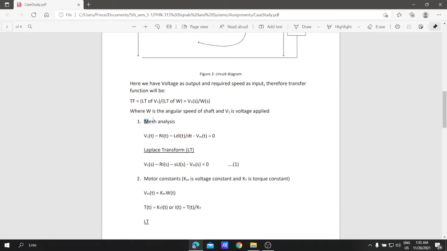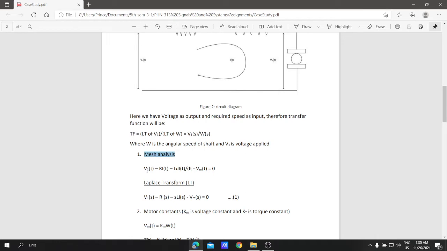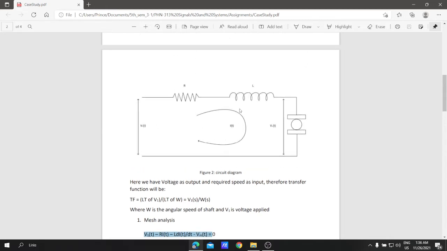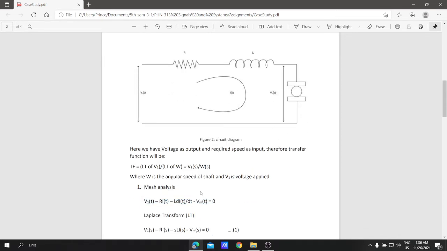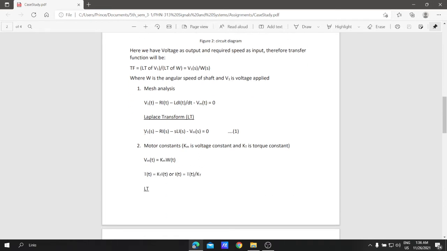Now starting with the mesh analysis, we'll get our first equation, which is V1 minus IR minus L di by dt minus Vm, which is the potential drop across the motor, equal to 0. And using the Laplace transform, we get this equation number 1.